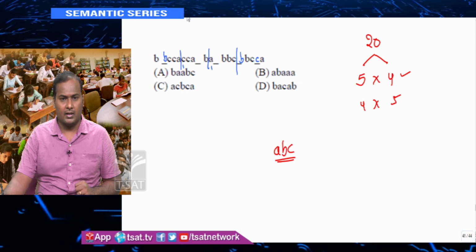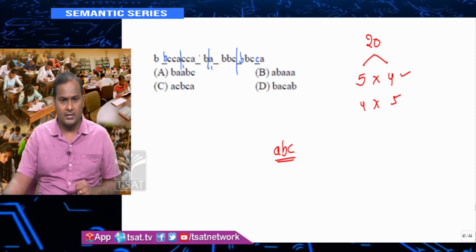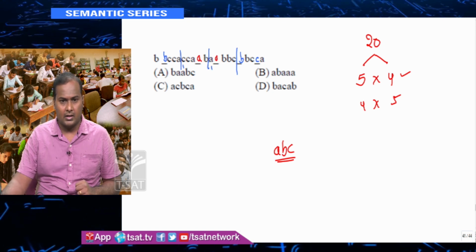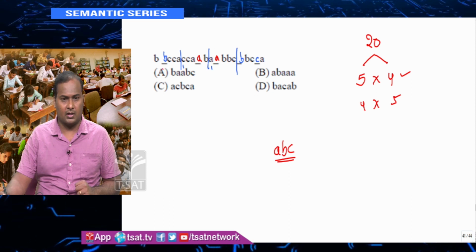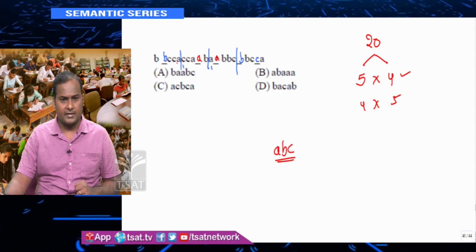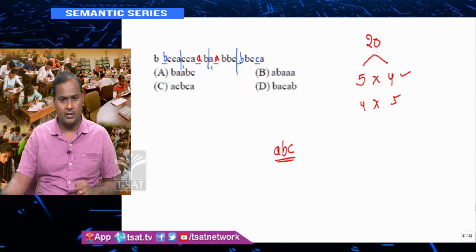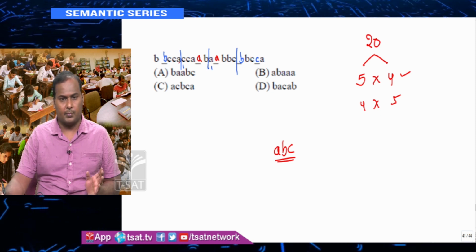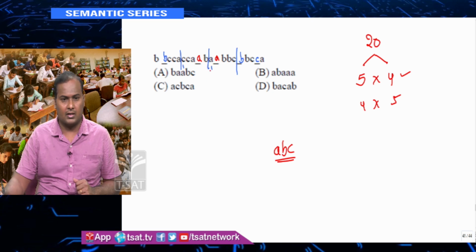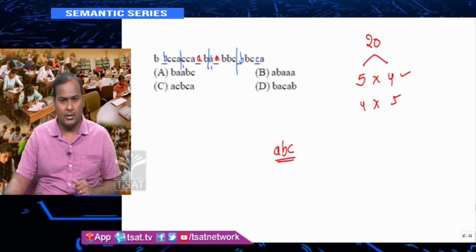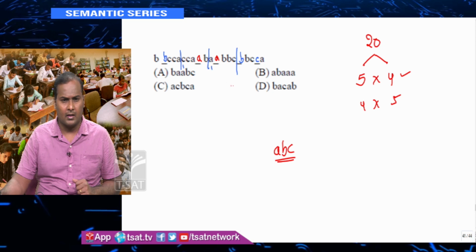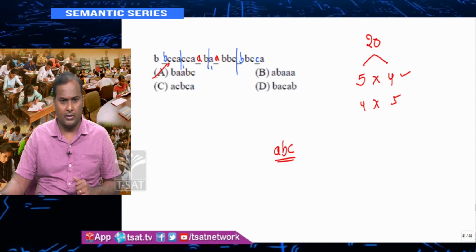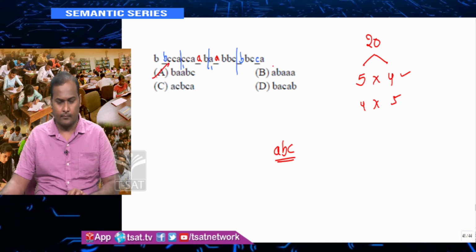Now you try to fill the middle ones, that is CCAAB and AABBC. Now see the repetition here: BBCCA, CCAAB, AABBC and BBCCA. So the repetition is perfect. Now you go for the answer, that is BAABC. Option A, BAABC is the answer.